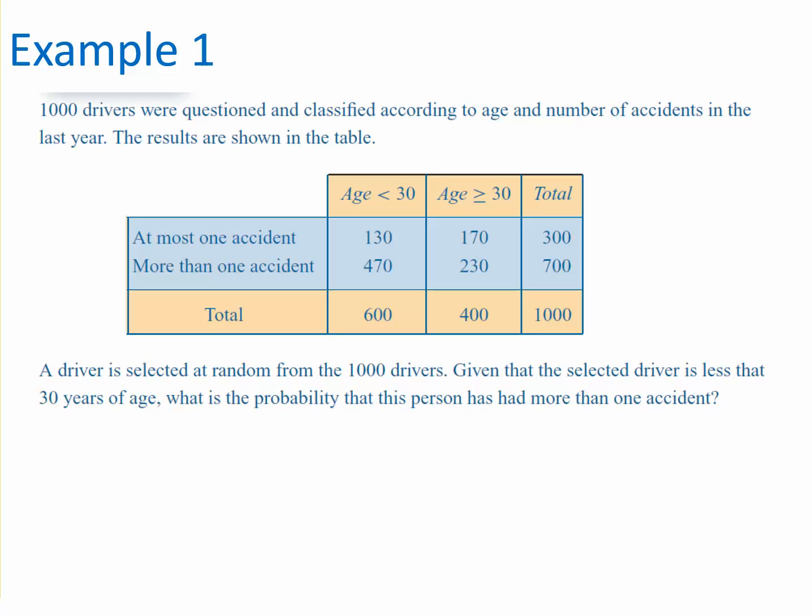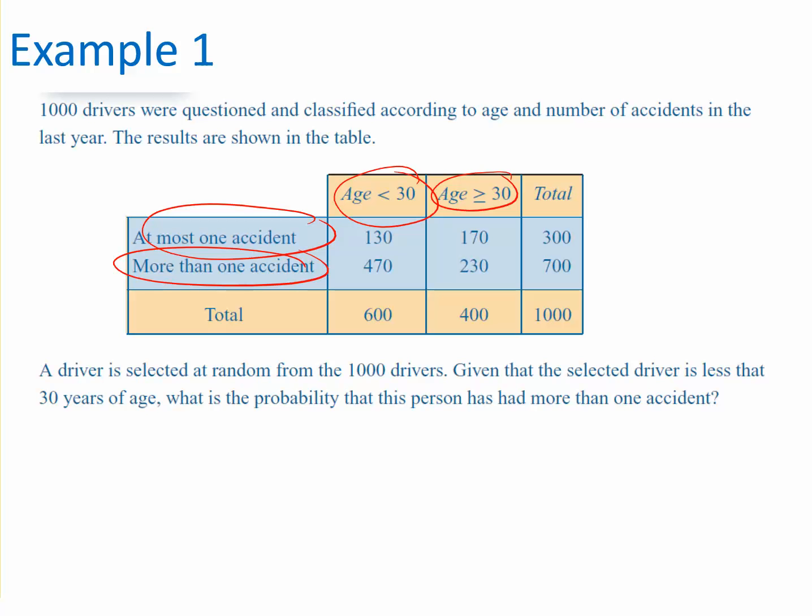Now, for example 1, I just want you to look at this and read this question. You don't need to do too much mathematics here. If you understand what I was just saying about conditional probability, you can look at this question and tell me what the answer is. It tells you here there's 1,000 drivers, so you've got a total of 1,000 elements. It's classified into age and number of accidents. So for age, you're either less than 30 or older than 30. And you either have 1 accident or more than 1 accident.